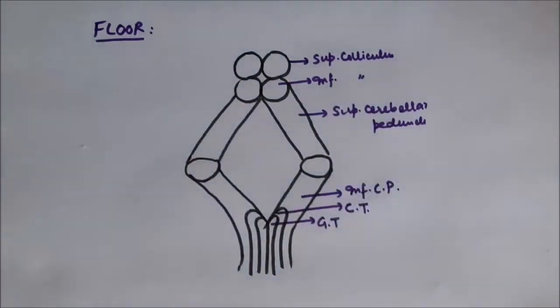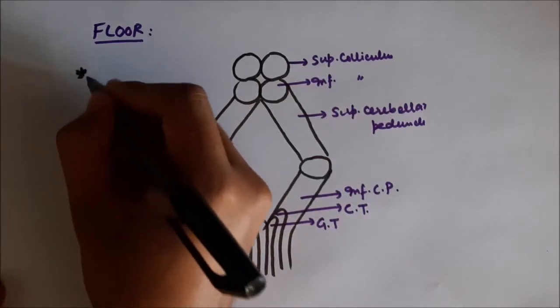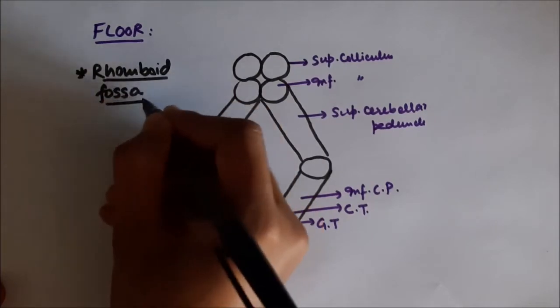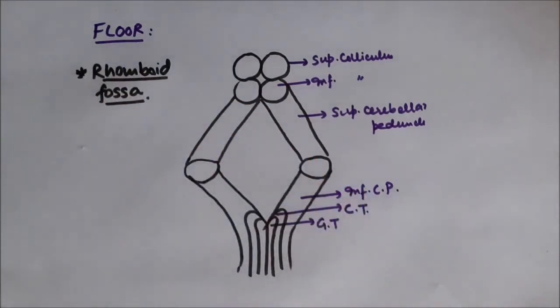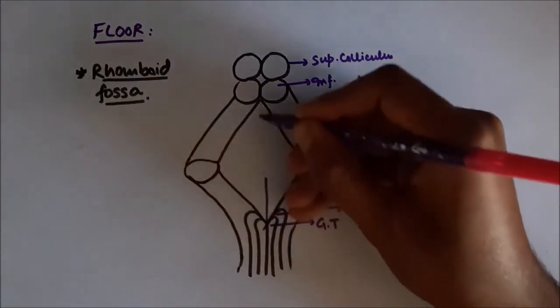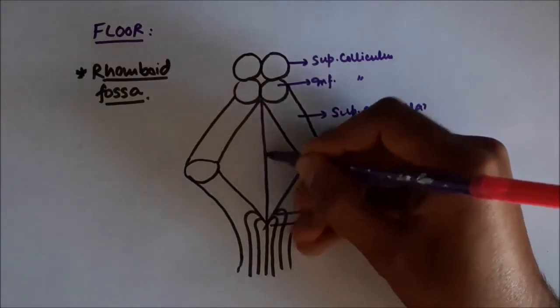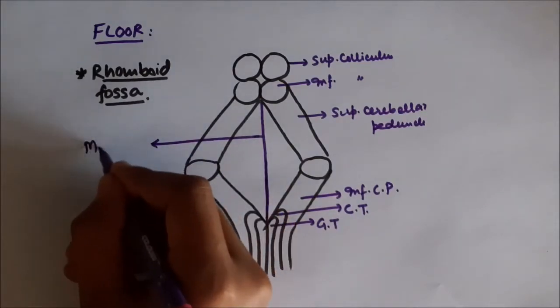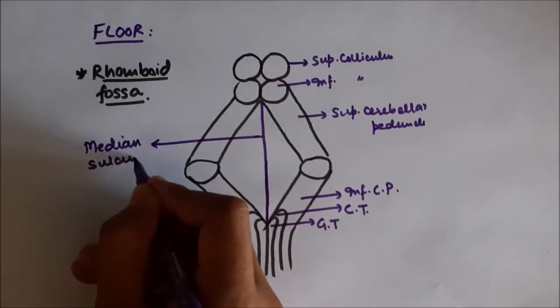So the structure in between these is the floor of the fourth ventricle. So we have removed the roof and now we are seeing the floor. It is rhomboid in shape, and it is like a fossa, because of which this floor is also called rhomboid fossa. Now, if we take a look at the floor, we see that there is a sulcus exactly in the middle, which divides this floor into two parts, the left and the right part. This sulcus is called the median sulcus.